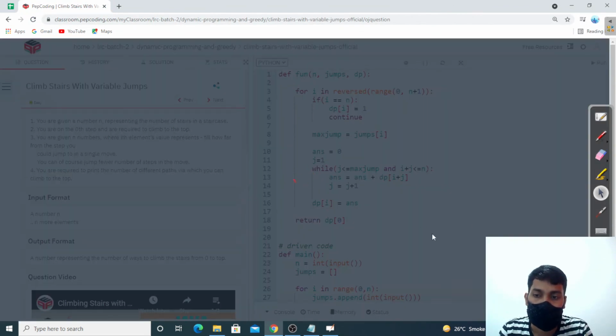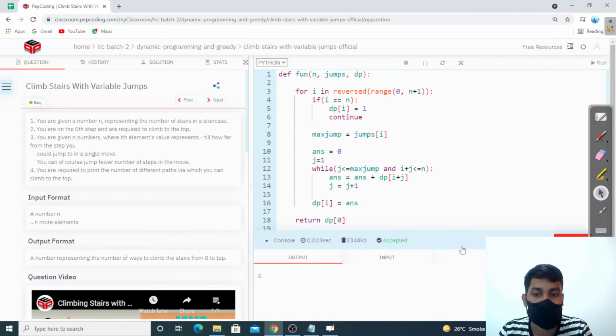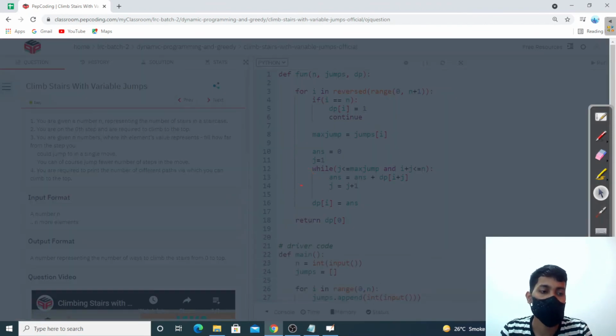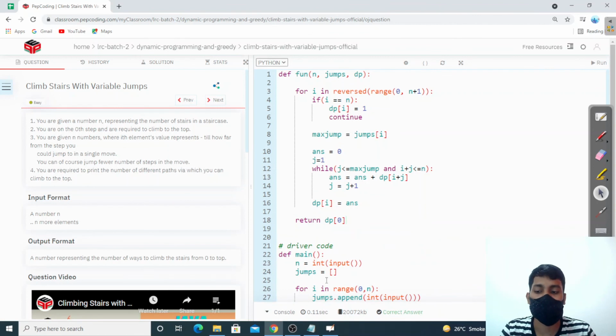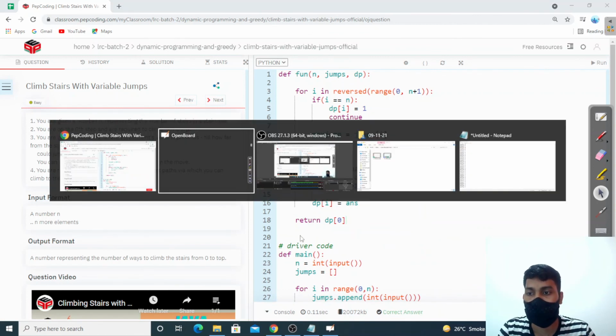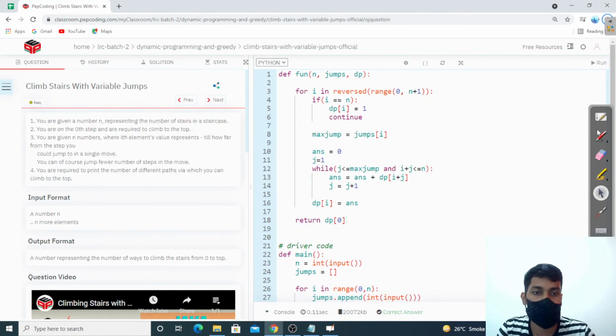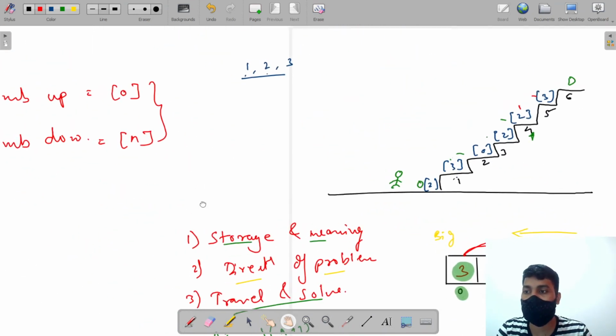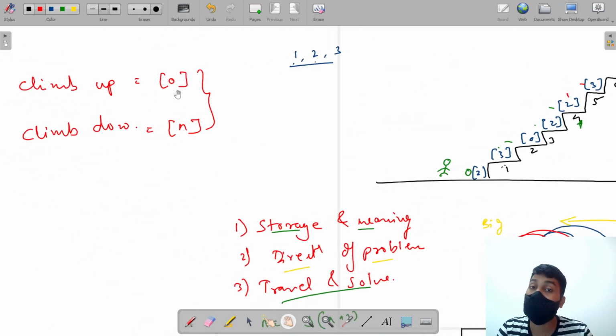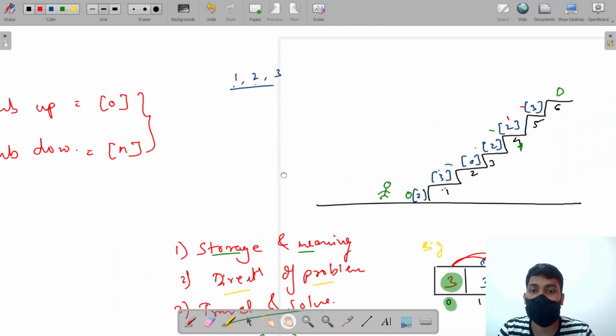Now let's try to run this code and see if it gives us the correct output or not. So it is being accepted. Let's try to submit this code. And with this, it is being accepted for all the given test cases. So I hope these 3 stages of DP are clear to you all, and also this concept of climb up and climb down, where our answer will be stored in our DP, is clear to you all.